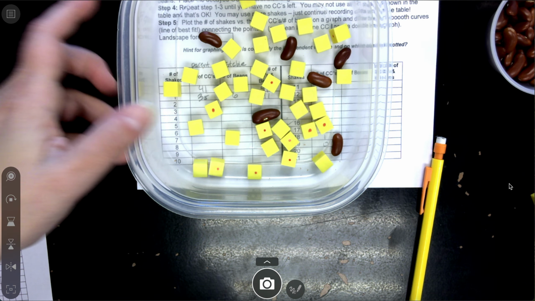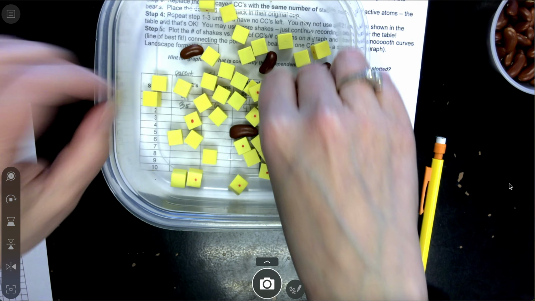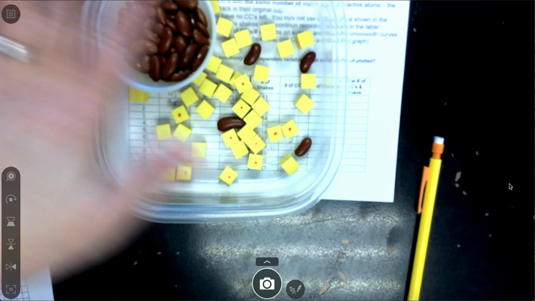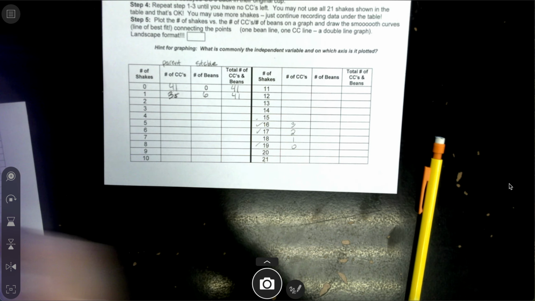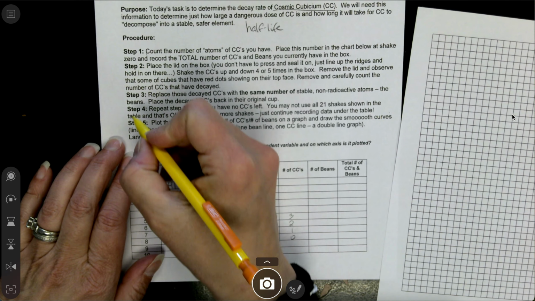All right. So when you're done, you're going to put your cc's back in the cup. You're going to put your beans back in the other cup. You're going to put the cups back in the bin, put the lid on the bin, and put it back in the back of the room. Okay. And then you're going to do step number 5.